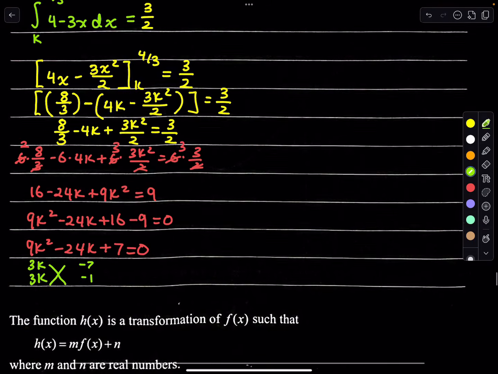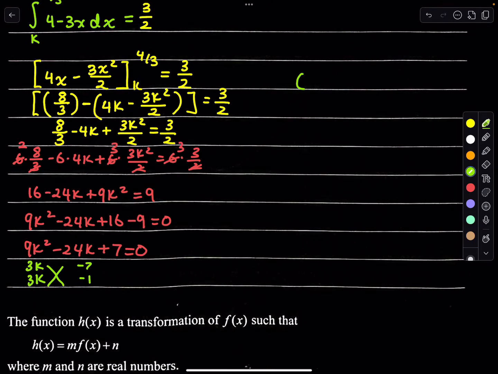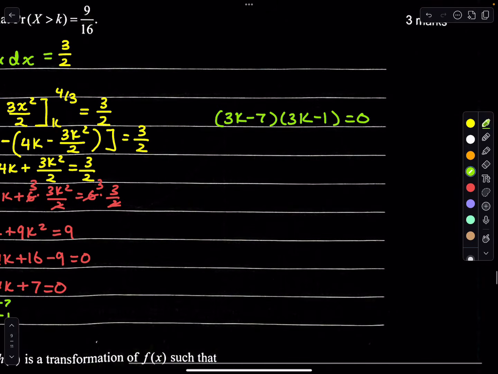So let's put that here somewhere. We get 3k minus 7 times 3k minus 1 equals 0. So our k can be equal to 7 over 3, and our k could equal 1 over 3.